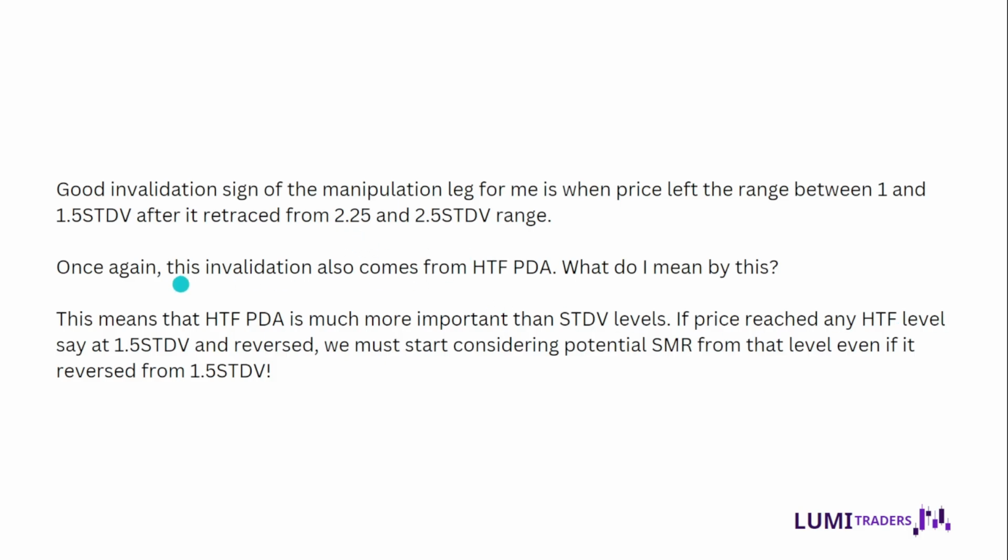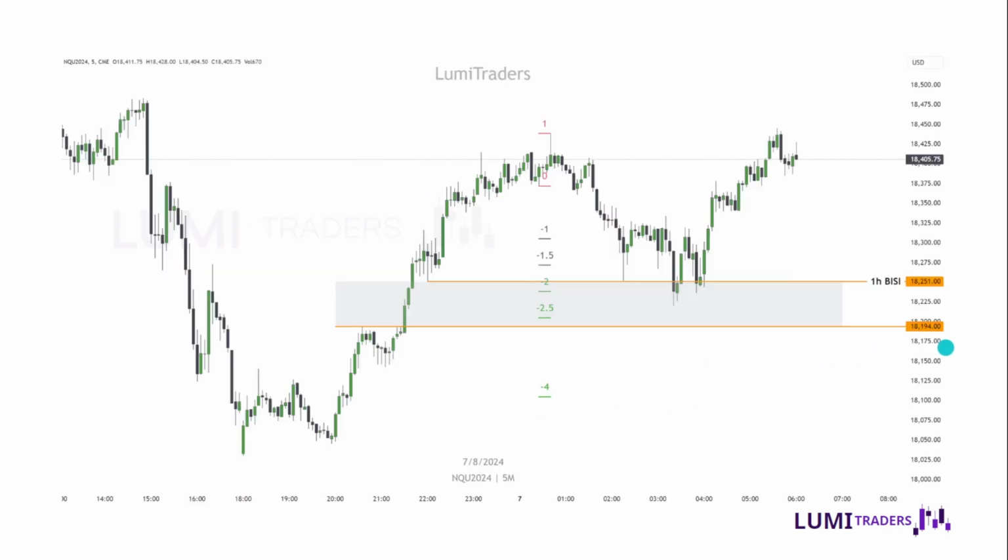Okay. Once again, the invalidation also comes from the height of intermediary. What do you mean by this? This means the height of intermediary is much more important than standard deviation, obviously, right? If price reaches any height of frame level, say it was 1.5 standard deviation, and reverses, we must consider a potential smart money reversal from that level, even if it just reversed from 1.5. Once again, the height of frame level is much more important than standard deviation levels.